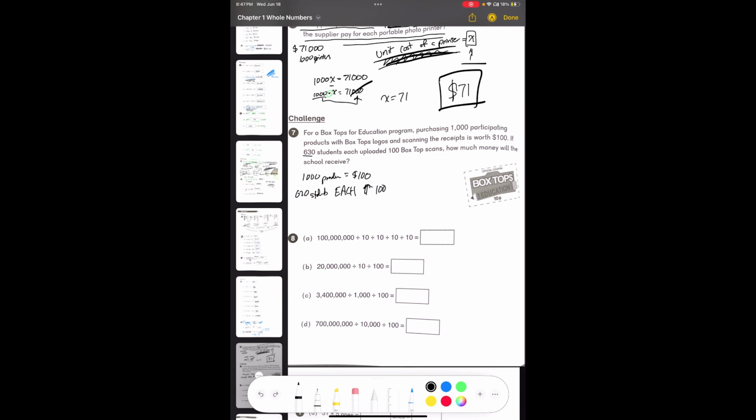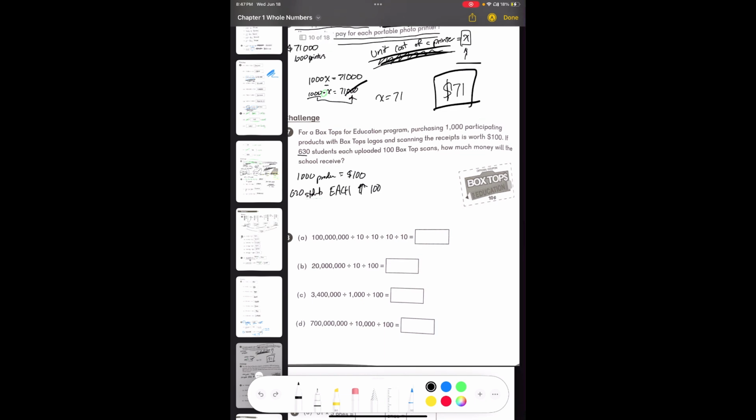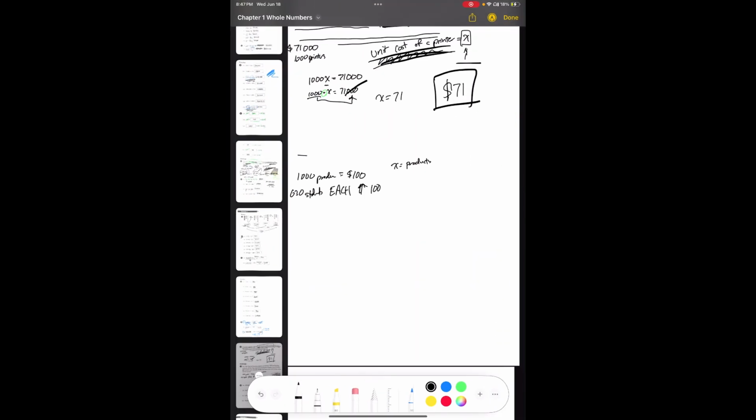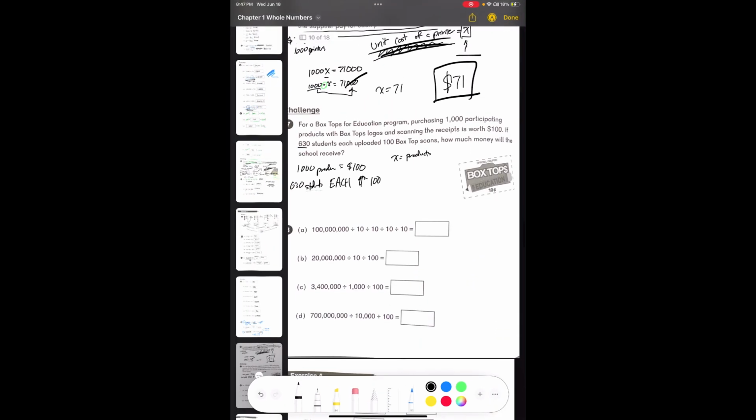So the first thing we're going to do here is figure out our variables, or if we need any. Variables are like x here. So 1,000 participating products, so products can be x. Right? So we're going to have 1,000x. So how much money would the school receive?